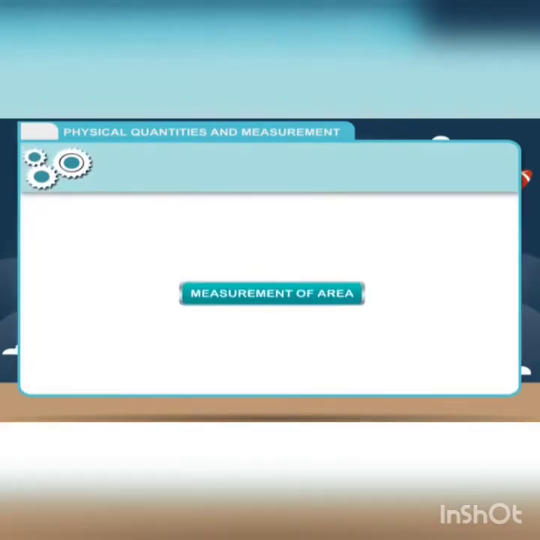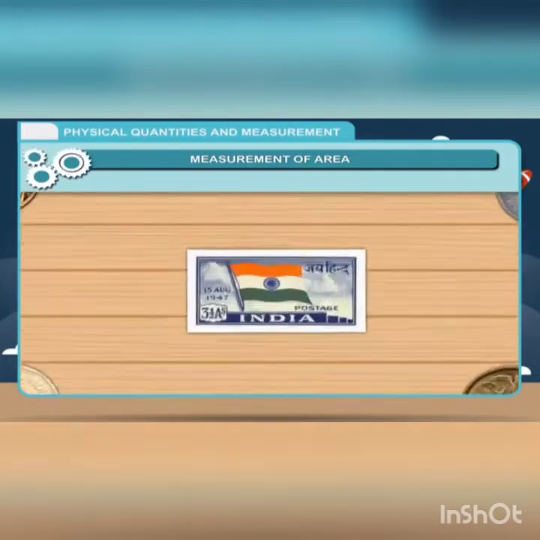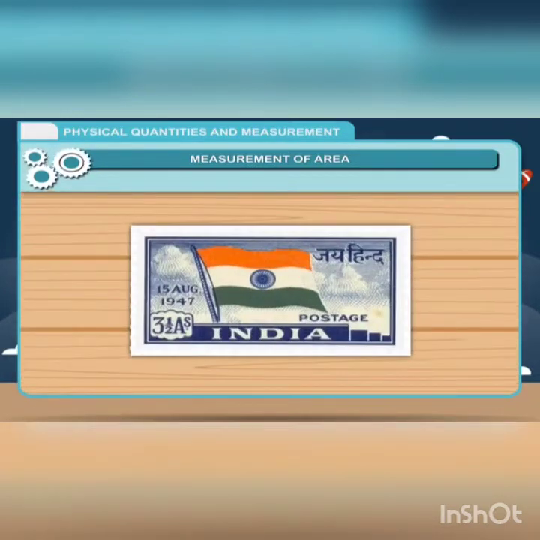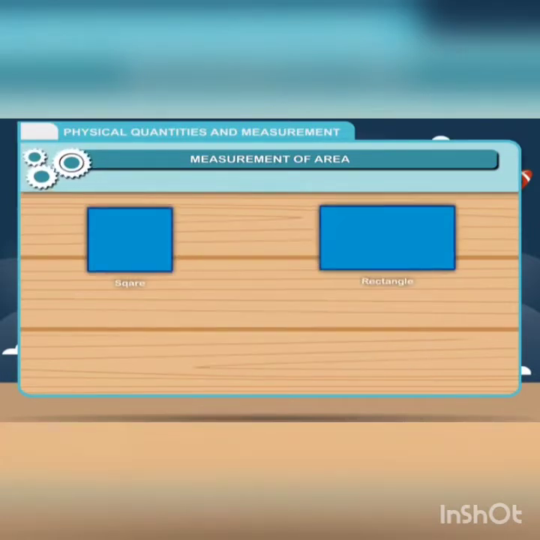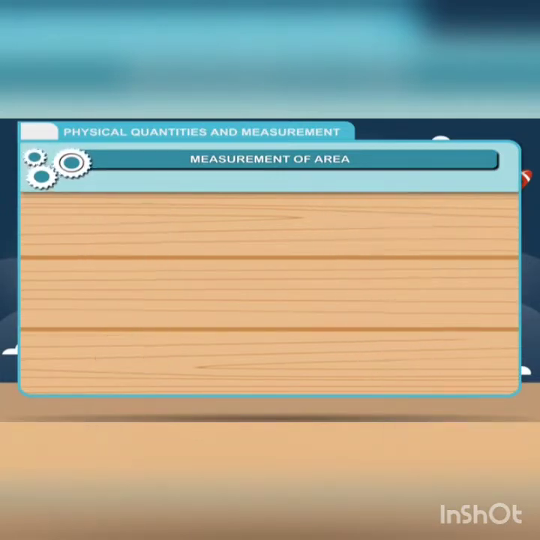Measurement of area. The extent of the surface occupied by an object is called its area. Area is the region enclosed within the boundaries of a two-dimensional figure. A two-dimensional figure has only two dimensions, namely length and breadth. Squares, rectangles, triangles and circles are all examples of two-dimensional figures.